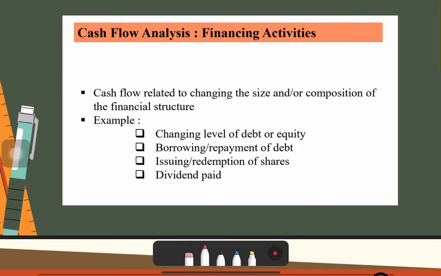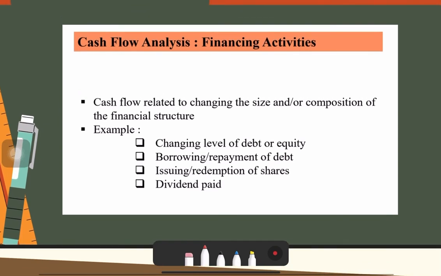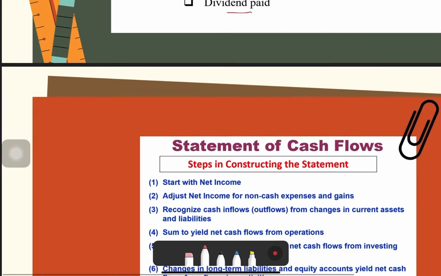Next, let's have a look at the cash flow from financing activities. So cash flow related to changing the size or composition of the financial structure. The examples are changing the level of debt or equity. If there is any borrowing or repayment of debt, and if there is any issuing or redemption of shares, and when we pay the dividend. These items are recorded under cash flow from financing activities.